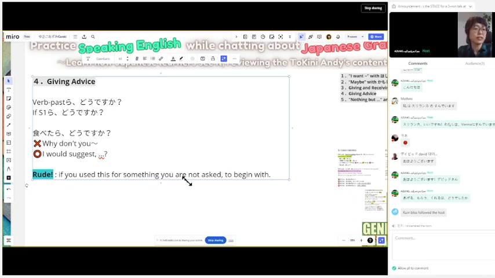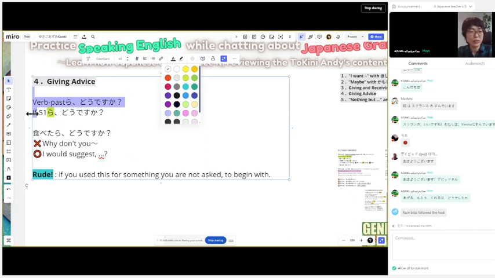Tara do desu ka. It is a really good point Andy mentioned. This is not why don't you. Yes, because we use this like a conditional sentence. 食べたらどうですか? So it's something else. It's more like why that situation happened, because you are asked. Then you are going to say something. You suggest some action, advice. So that's the case.